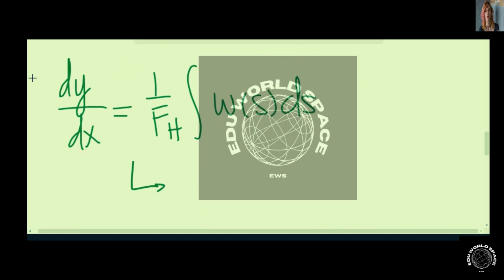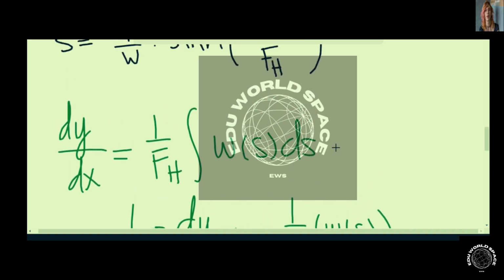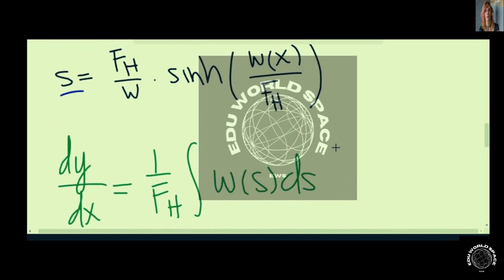If you take the integral of that portion, dy over dx equals 1 over f sub h times w times s. And it would be plus c1, but because we have solved for that constant before, we know that it's going to be 0. So now that we have this formula, we have a variable s in here. And remember that we just solved for s.